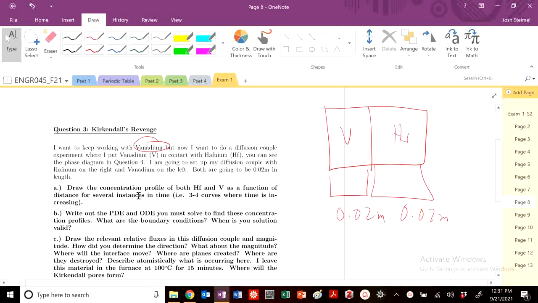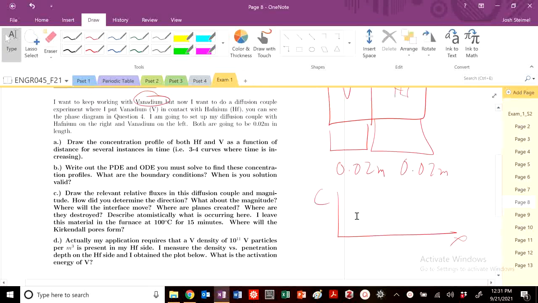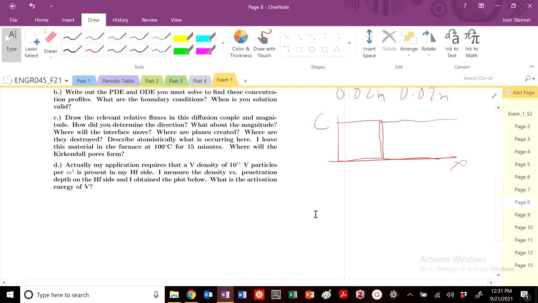Basically now I'm asked to draw the concentration profile as a function of distance, so concentration, distance, for several different times. So at time t equals 0, for both of them, they're just going to be kind of 1 and then flat. Probably shouldn't have drawn that, but anyways, you can kind of see the purpose here.